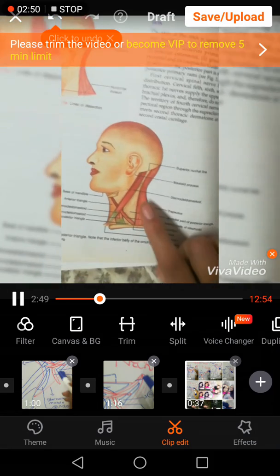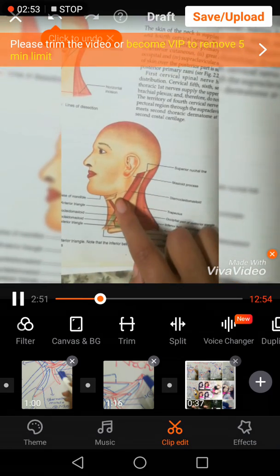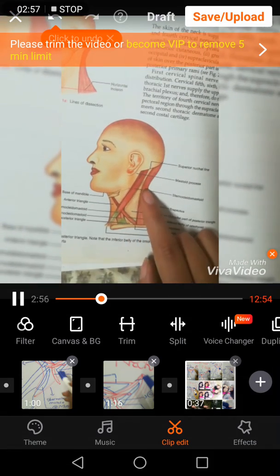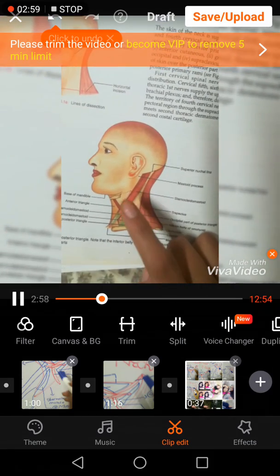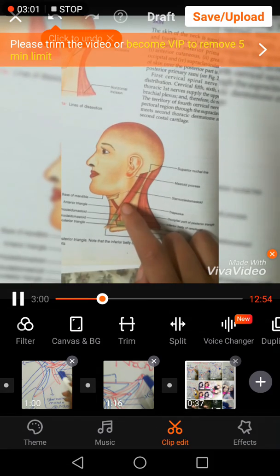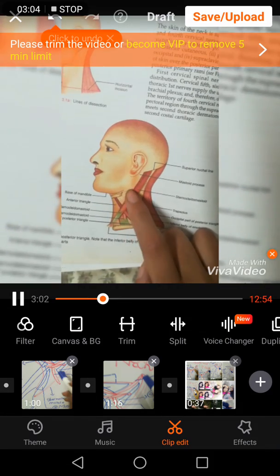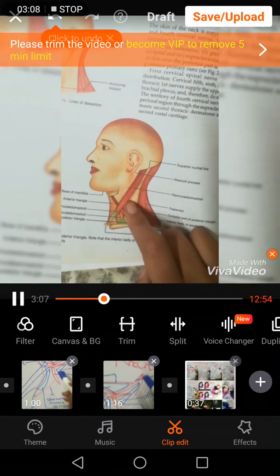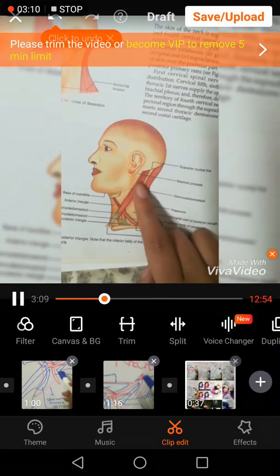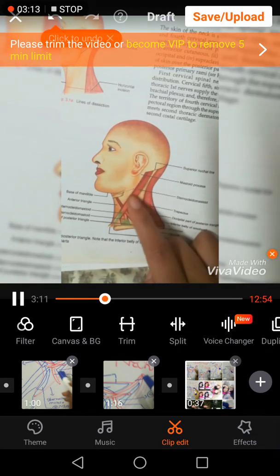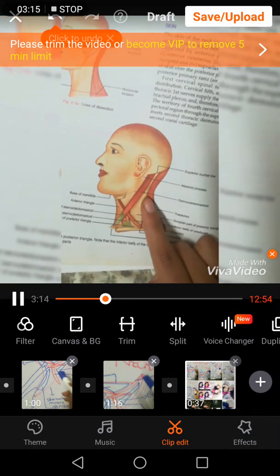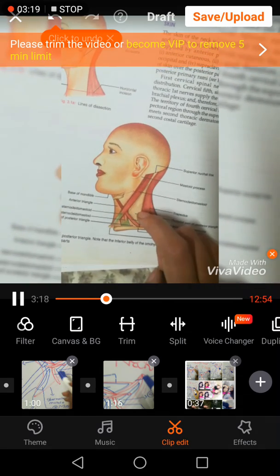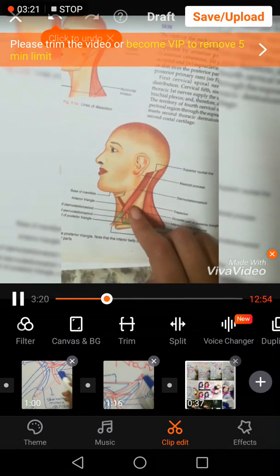Then there is a muscle called the sternocleidomastoid muscle. This muscle divides the region of the neck into two triangles. The triangle formed in front of the sternocleidomastoid muscle is called the anterior triangle. And the triangle formed behind the sternocleidomastoid muscle is called the posterior triangle. So there are two triangles in the neck: in front, the anterior triangle, and behind, the posterior triangle.